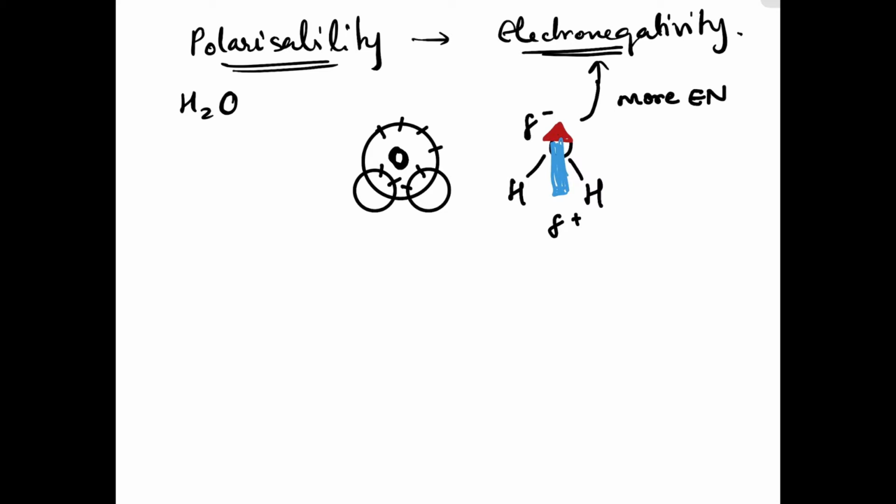So this is what we call a polarized covalent bond, or in this specific case it's hydrogen bonding, but we are considering that the bond is polar. There is a shift of charges which is taking place.